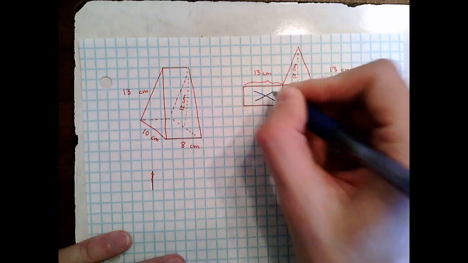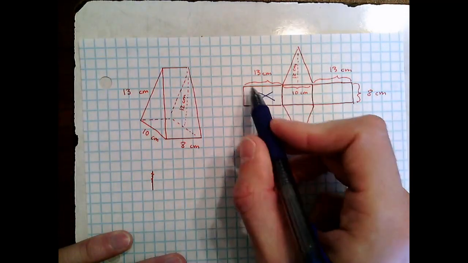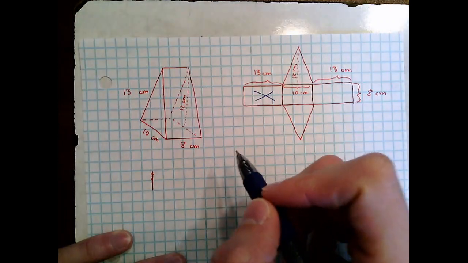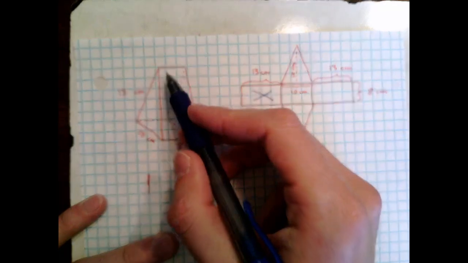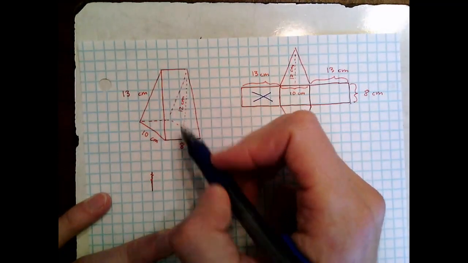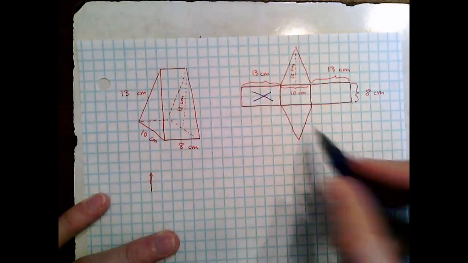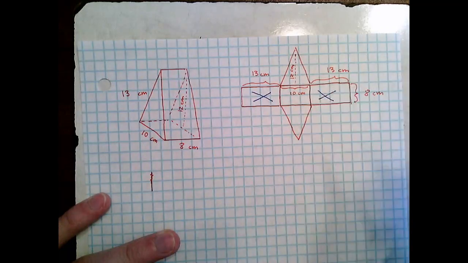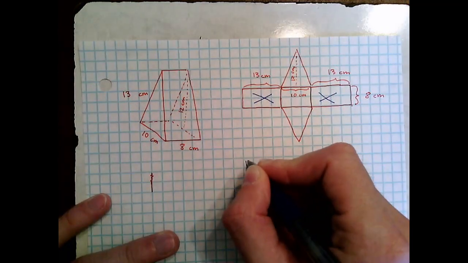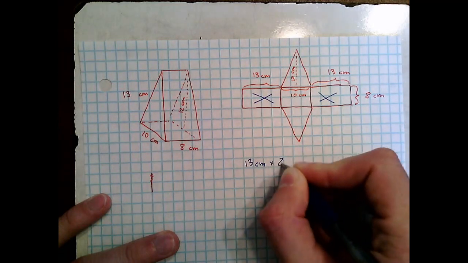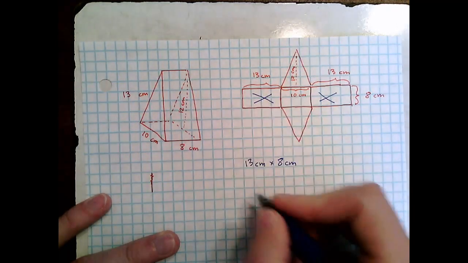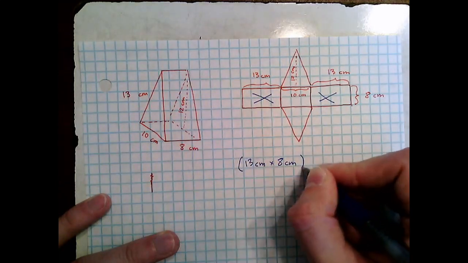Are there any that are also 13 centimeters by 8 centimeters? Well, actually, in this case, there is this one here. Because if I was looking at this shape, I can see this is 13 centimeters, and so is this. So that one I can actually multiply by 2. That makes my job a little bit easier. 13 centimeters times 8 centimeters would give me one of those, and I need to multiply that times 2.